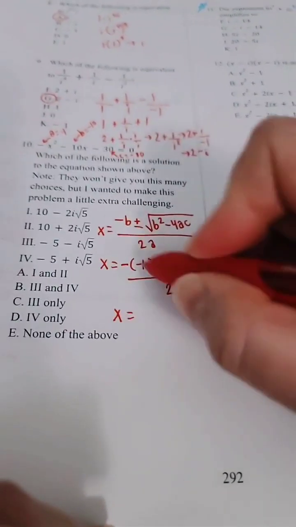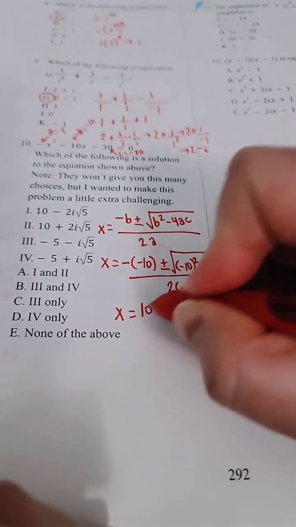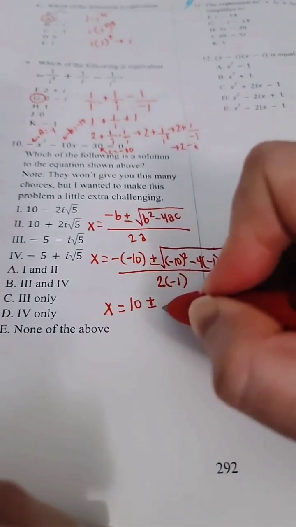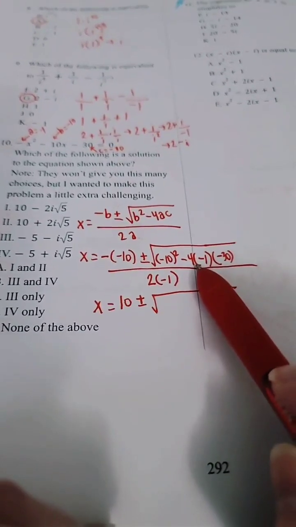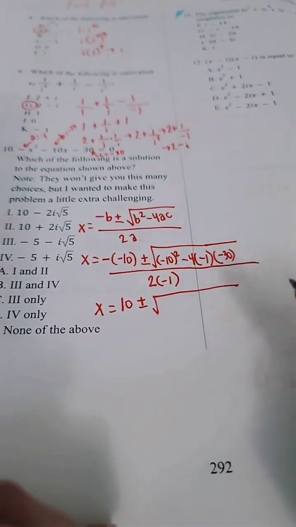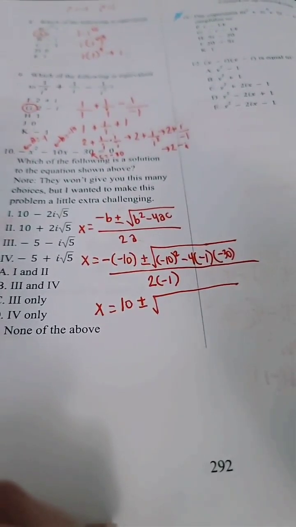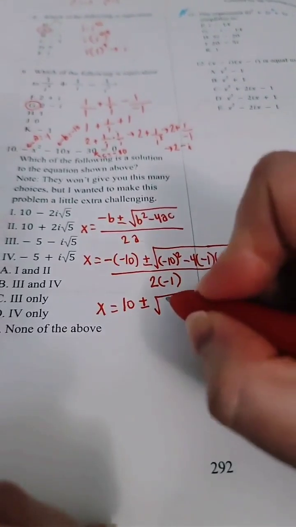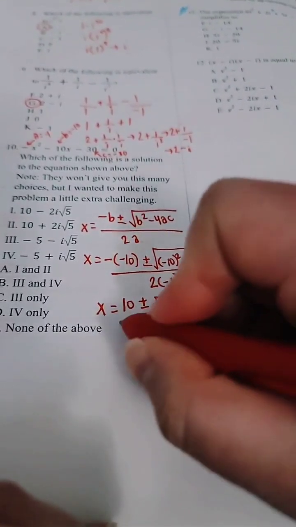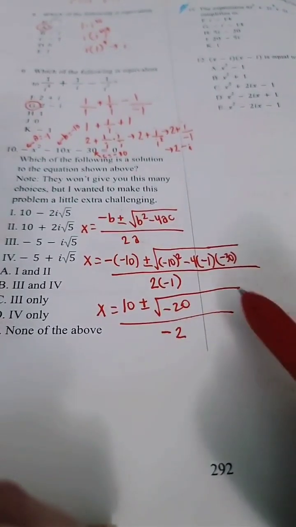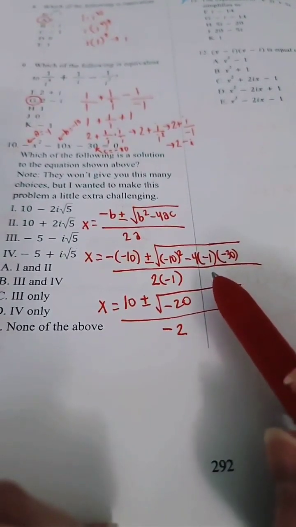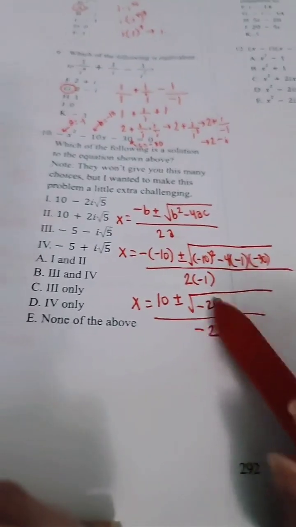So now we're going to say the negative of negative 10 is positive 10, plus or minus the square root of, and you just put this all in your calculator: that's 100 minus 100 minus 120, so you get negative 20 inside the square root, all over negative 2. So now you ask, how can I simplify this?